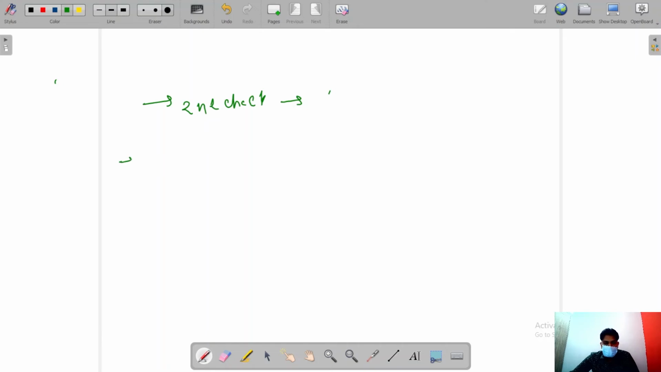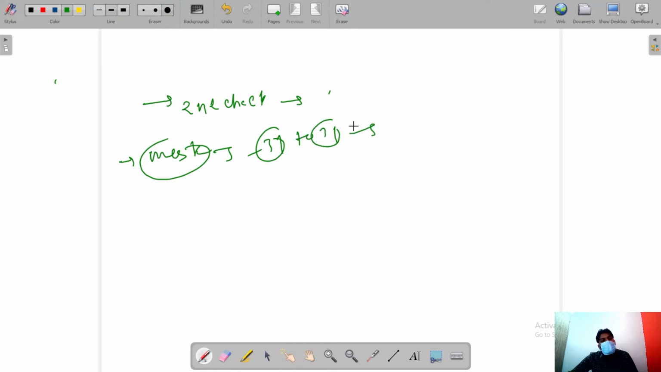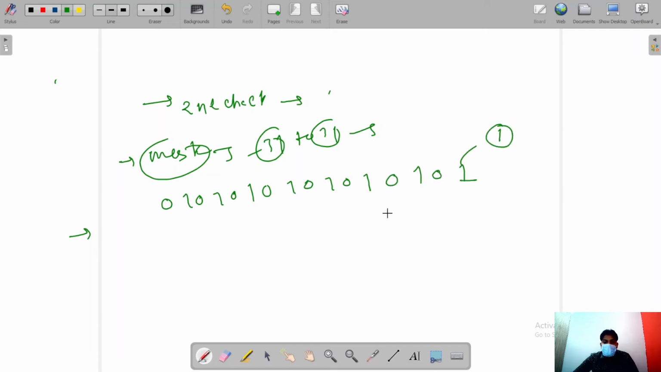We have to take a mask. Which type of mask? A mask in the 32-bit range, so that we can identify which bit is on, the odd position bit or the even position bit. So our mask is like this: at every odd position we put a 1, so that we can identify where the 1 bit is on in the given number.